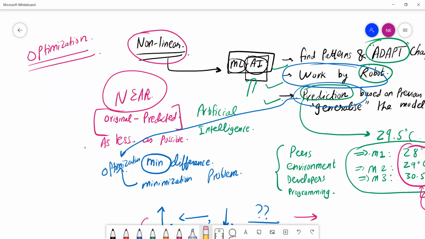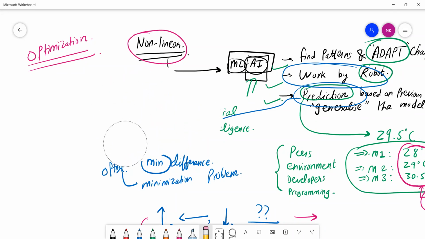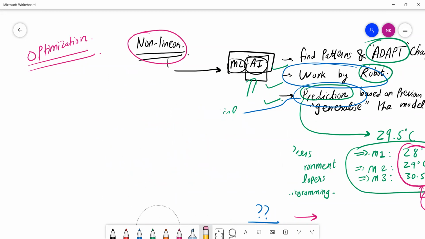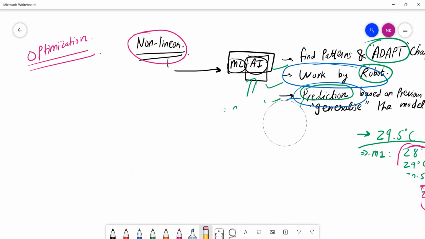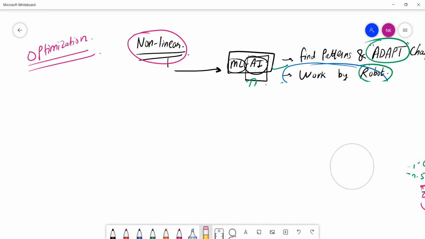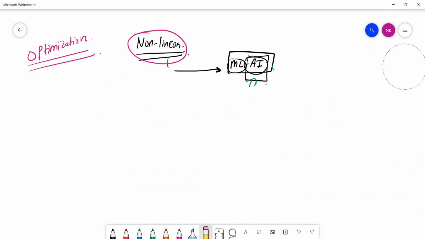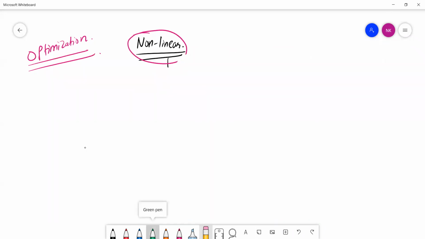Let me give some hint about nonlinear optimization, and then we will end the session. By the end, I will give one example to solve, and you will be solving that particular example. That example will be given as part of the homework.